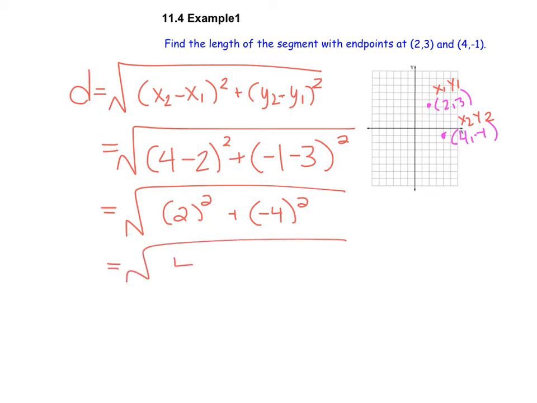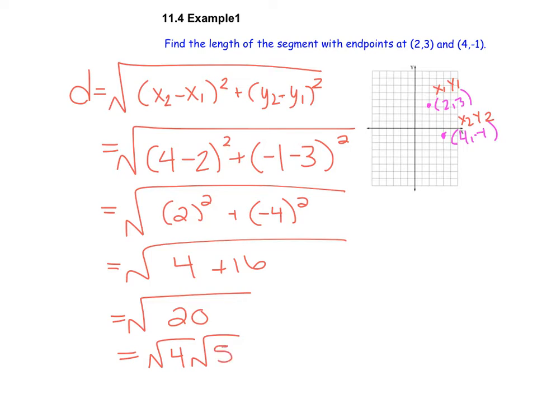2 squared I know is 4. -4 squared I know is 16. So I have the square root of 20, which I know I can rewrite using my knowledge of simplifying square roots to be the square root of 4 times the square root of 5. So at the end of the day, the square root simplifies to be 2 times the square root of 5. So there's the simplified square root answer.